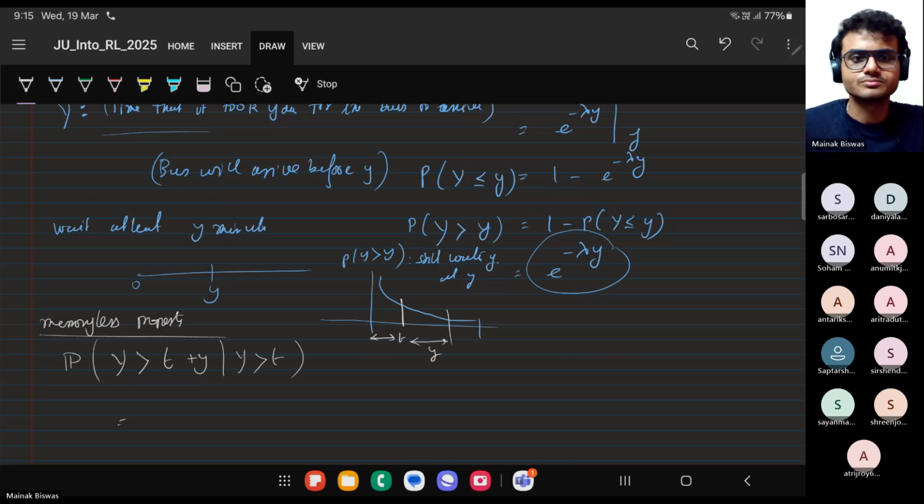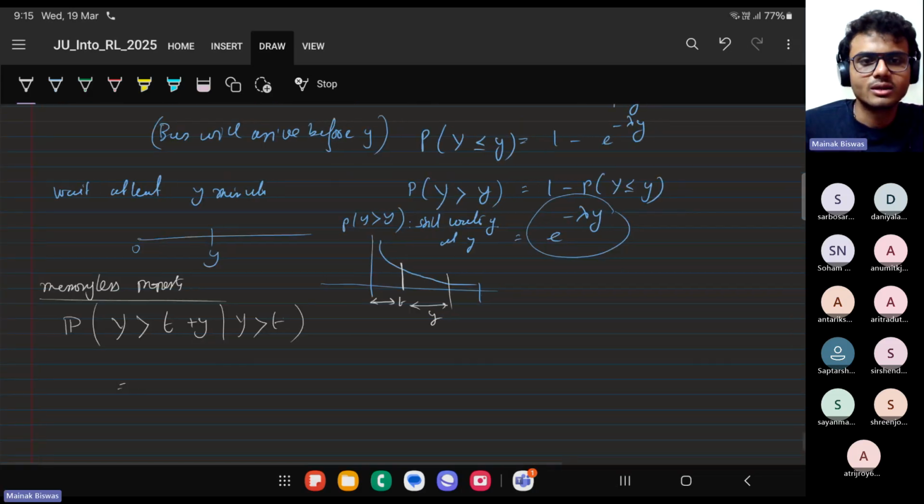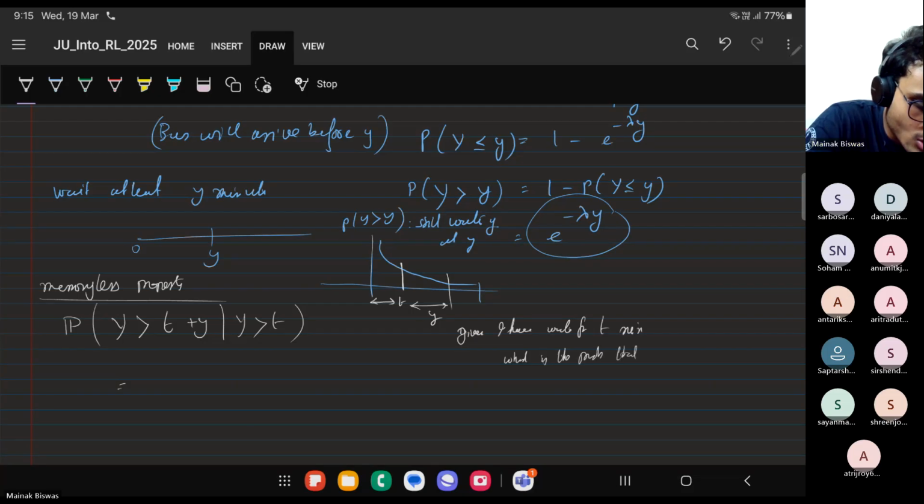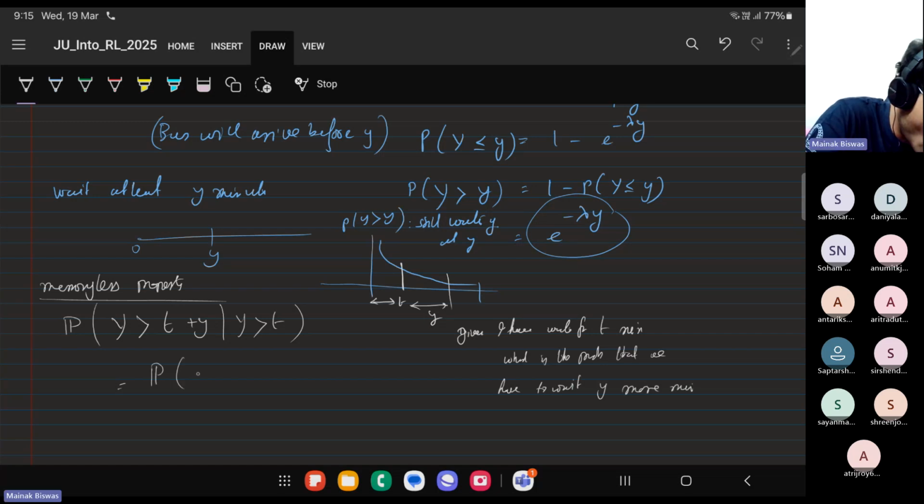So that means the probability of Y greater than t plus y, given that Y is greater than t. This is what I want to find. Okay. I have already waited t minutes. What is the probability that we have to wait y more minutes? So this is the probability of Y greater than t plus y, comma, Y greater than t, divided by the probability of Y greater than t, by the conditional probability definition.